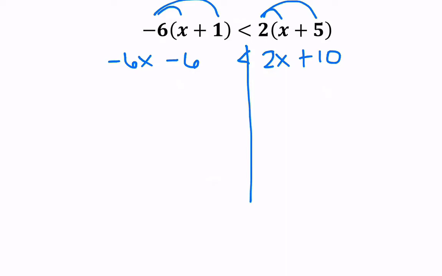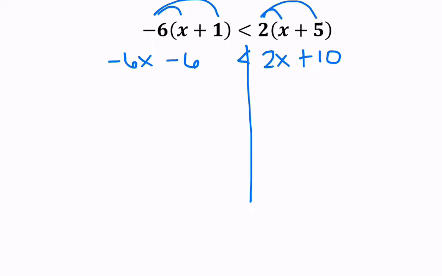Now we need to check to see, can we combine like terms? So I look on the left-hand side. I see variable, no variable. So those are not alike. I can't combine. Check the right. I see a variable, no variable, which means they are not alike, so I can't combine.